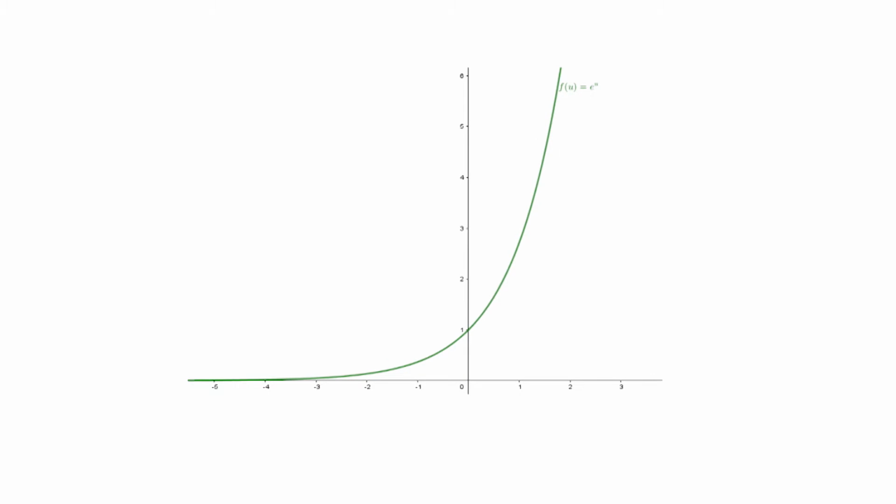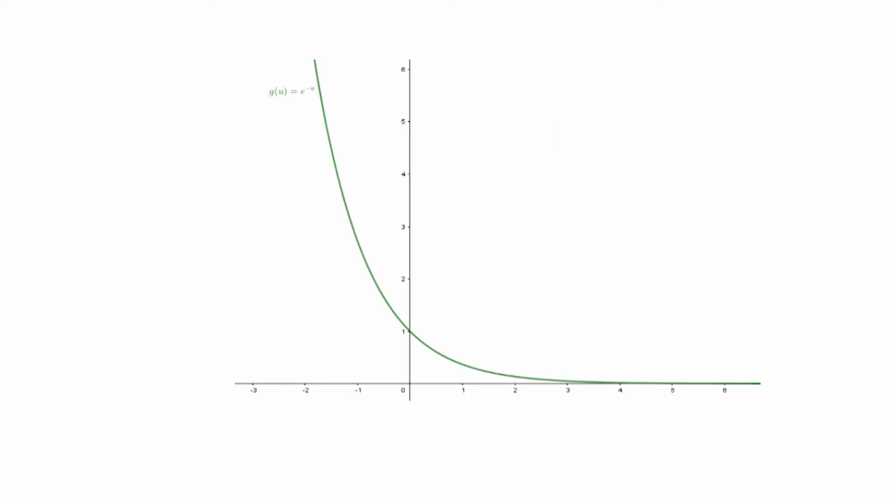We know that the natural domain of the real valued exponential function f(u) equals e to the power u of a real variable u is the set of all real numbers. With this in mind, we note that the natural domain of the real valued function g(u) equals e to the power negative u is also the set of all real numbers.